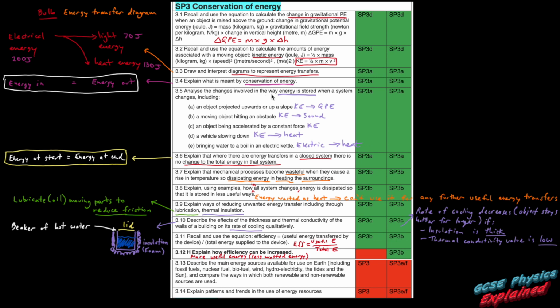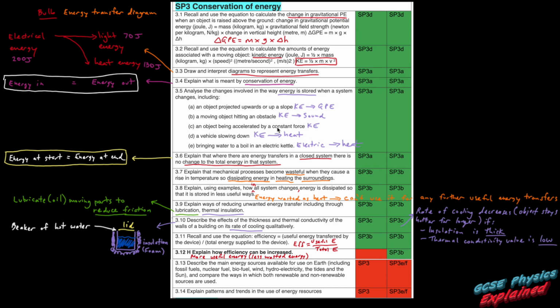Analyse the changes involved in the way energy is stored. So if you've got an object being projected upwards, being thrown upwards, or on a slope, if it's moving, it's got kinetic energy, and as it moves upwards, it'll get converted into gravitational potential energy because it's getting higher. A moving object hitting an obstacle, well, that'll be kinetic energy because it's moving at first and then getting turned into sound energy as it hits an object, and some heat energy as well.